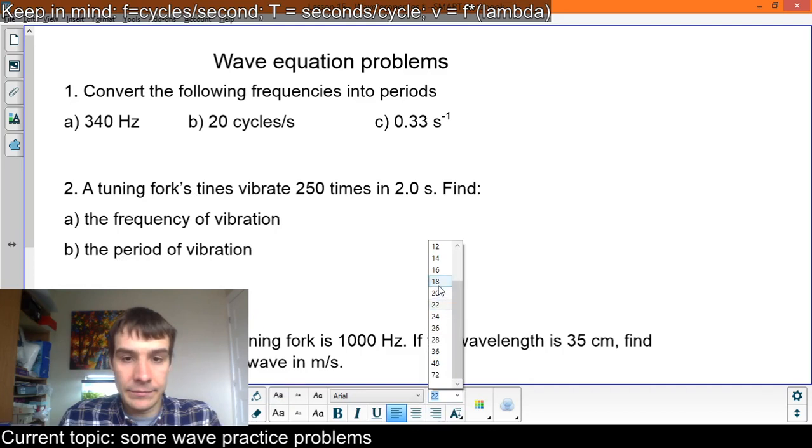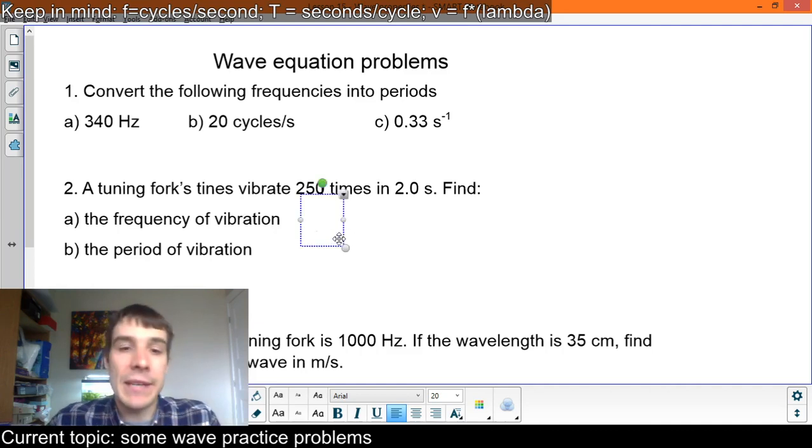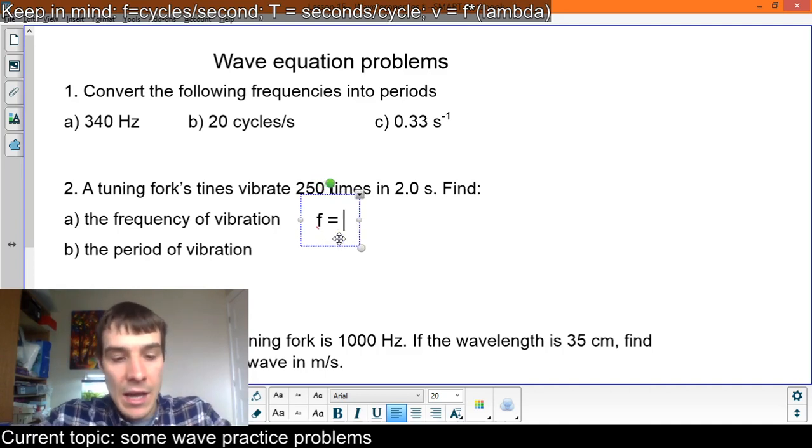A tuning fork's tines vibrate 250 times in 2 seconds. We want to find the frequency of the vibration and the period of the vibration. So we'll start with the frequency. Frequency means how frequent, how many times in 1 second. It's 250 times in 2 seconds. So we go like this.